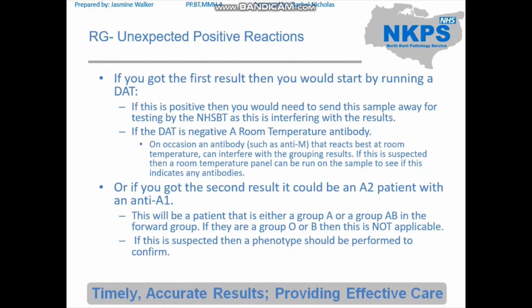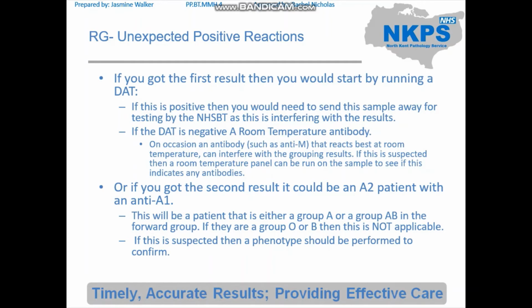So, on occasion you'll have an antibody, the most commonly known one would be anti-M, that reacts best at room temperature, and this can interfere with the blood grouping results. You probably still need to send away the sample to get a clear blood group result, but you could do a room temperature panel on the sample to see whether or not you could identify the antibody present. And obviously that just gives you a bit more information for the patient's record and for the selection of blood.